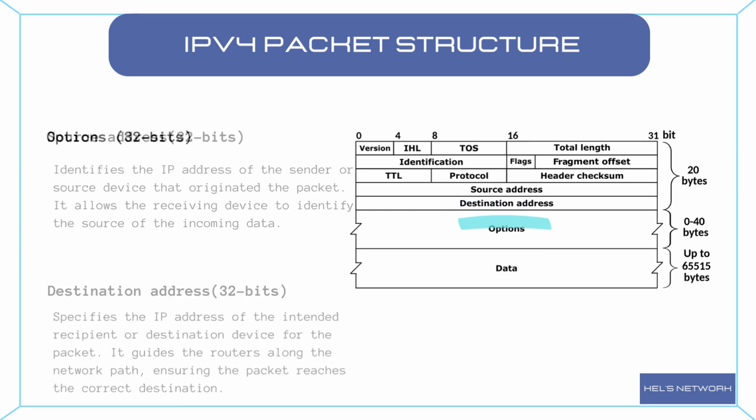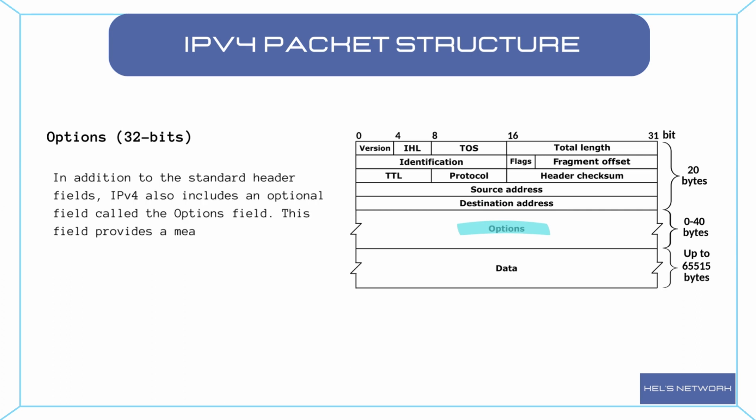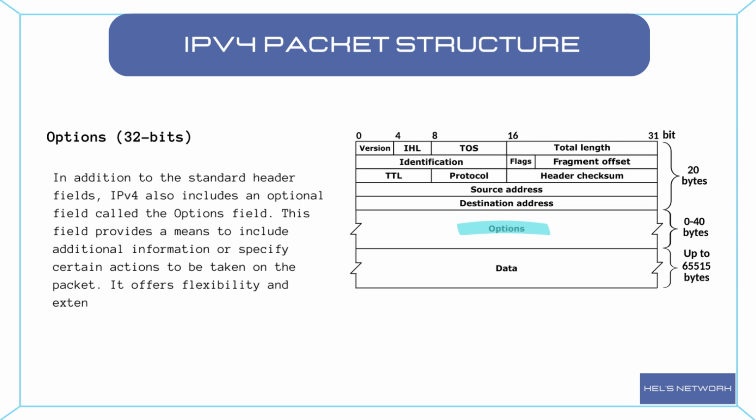And finally, the options field. In addition to the standard header fields, IPv4 also includes an optional field called the options field. This field provides a means to include additional information or specify certain actions to be taken on the packet. It offers flexibility and extensibility in customizing packet behavior based on specific requirements. However, the usage of the options field is relatively rare in modern networks, as most network communication relies on the core set of header fields for efficient routing and delivery.